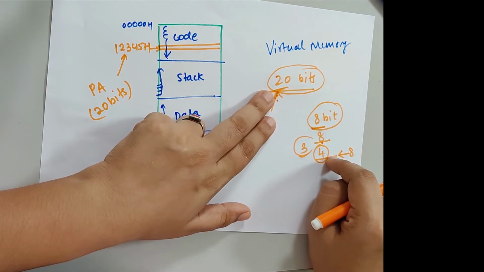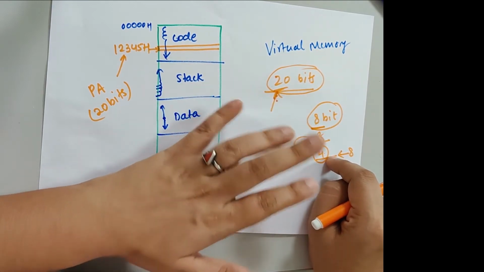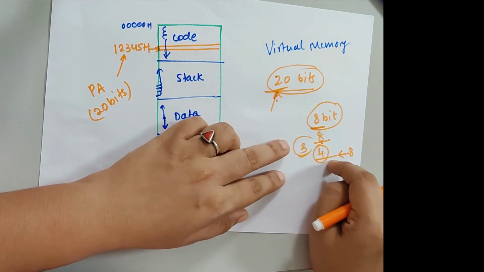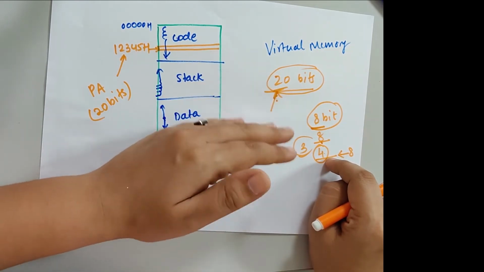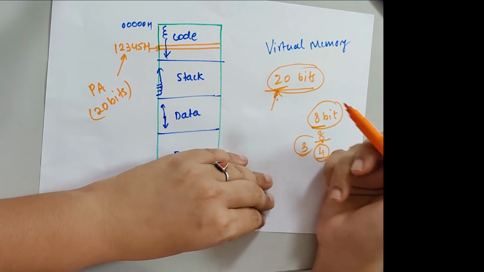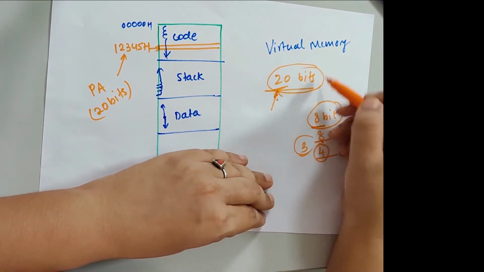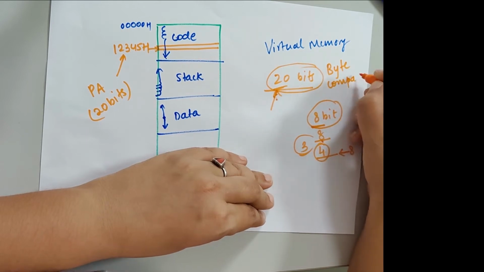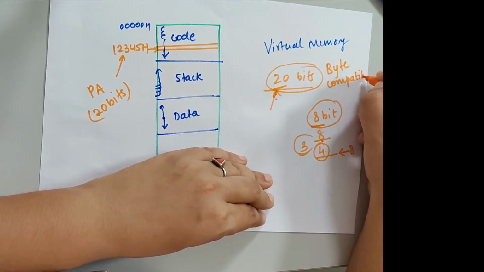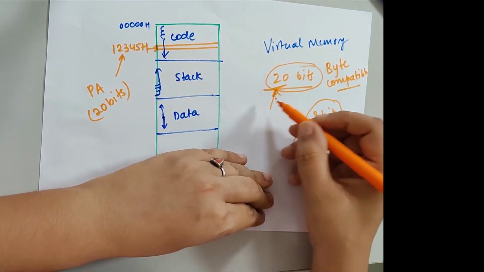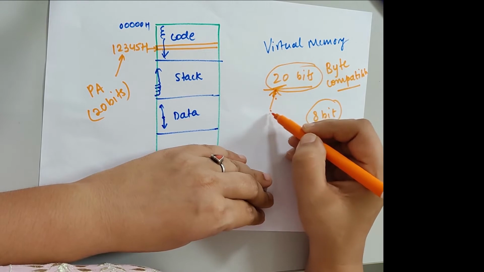And there are so many programs, so many code segments, stack segments, data segments, extra segments. For every address I'll be wasting these 4 bits, so that will be a huge amount wasted. So this address basically is not byte compatible, and we want to make it byte compatible somehow.